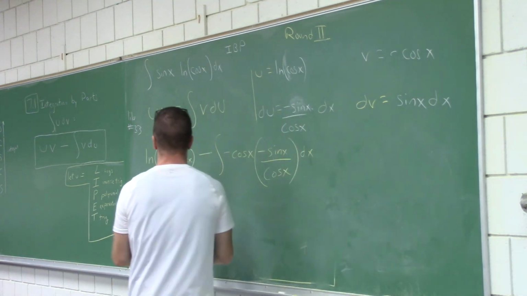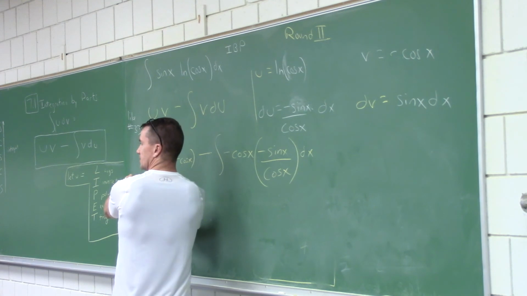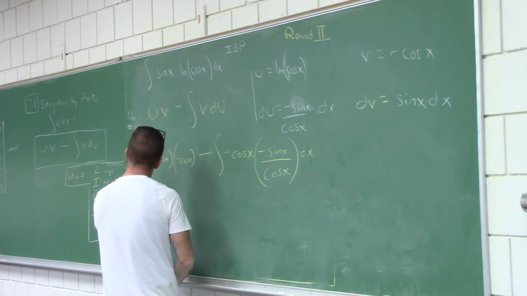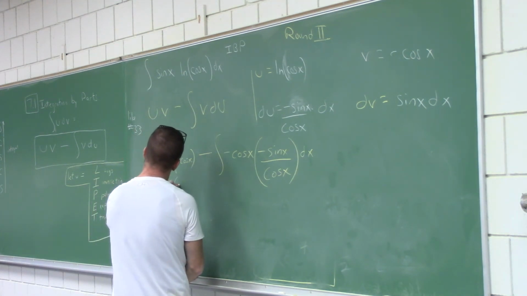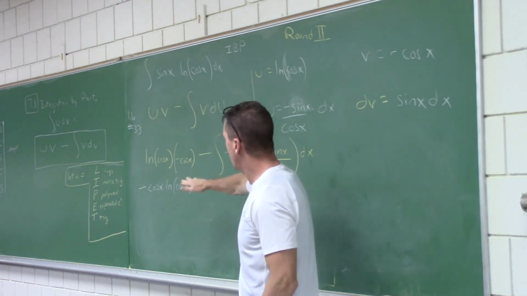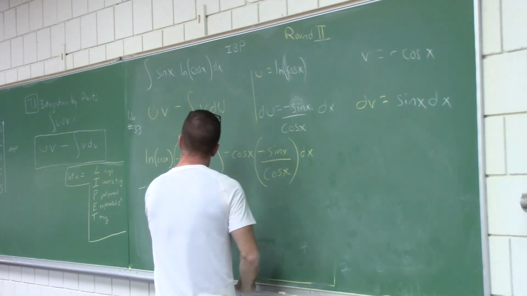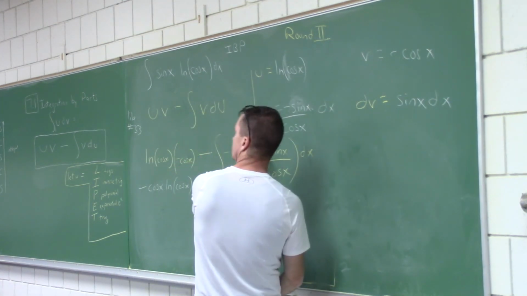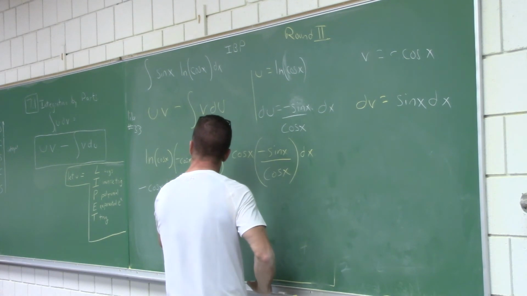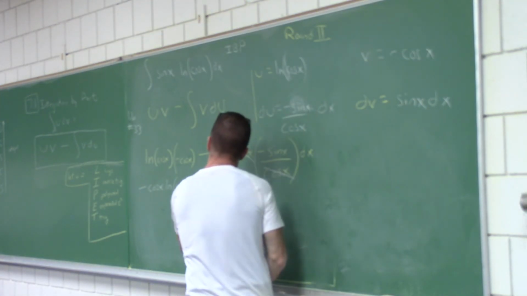So let's rewrite this. Do you want to put the cosine before this? Yes, great idea, because it looks better. Negative cosine of x times the natural log of the cosine of x. Minus, minus, minus, all in a product, just becomes minus. And the cosine of x canceled out.